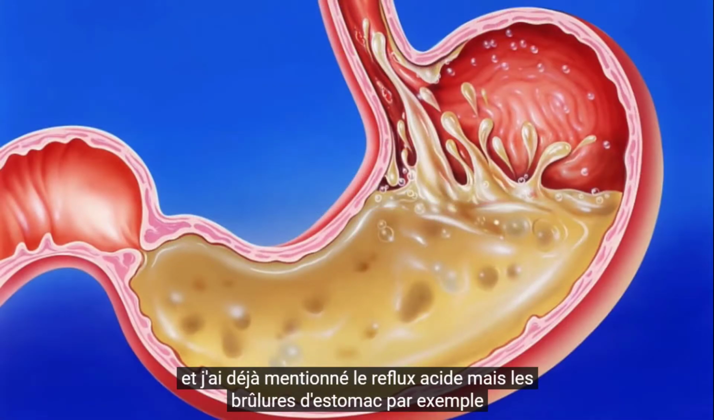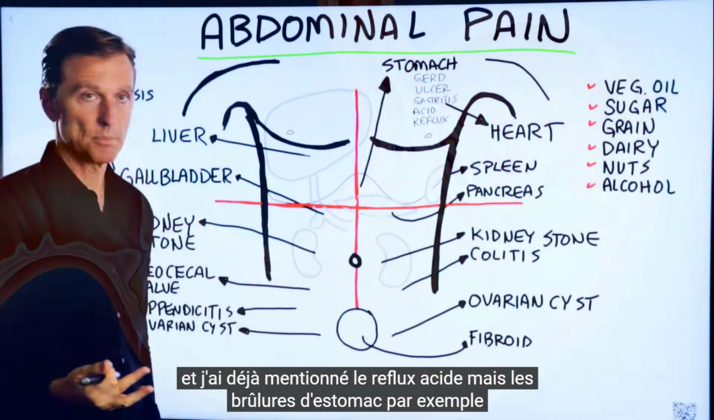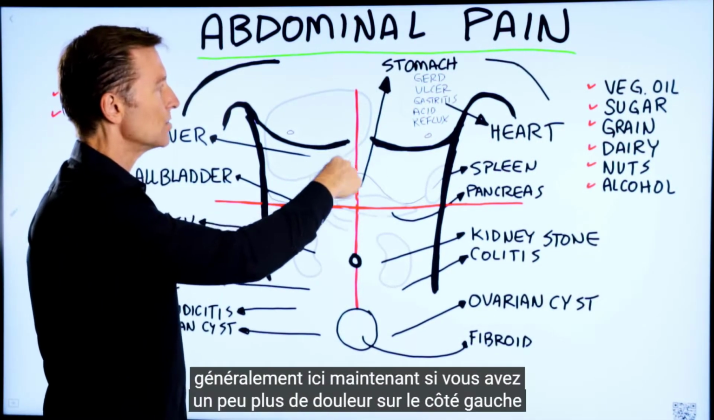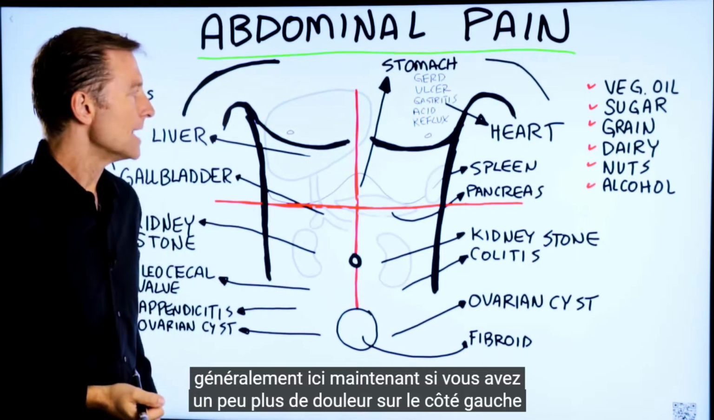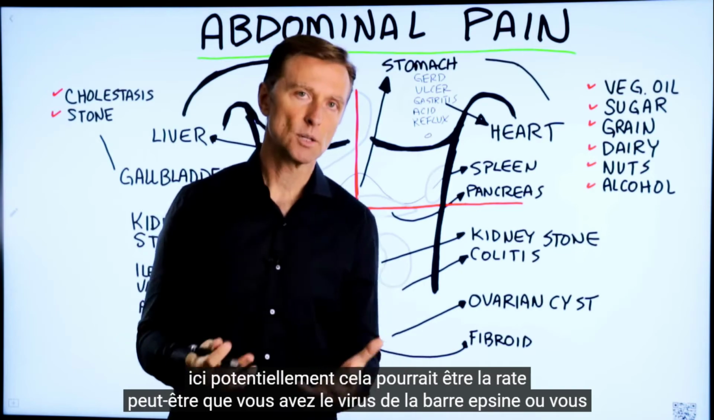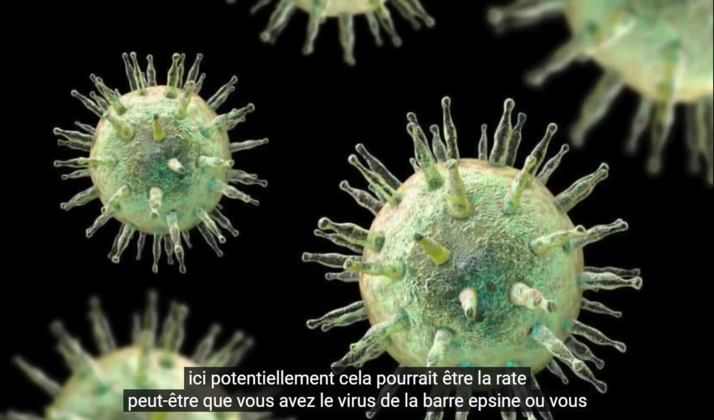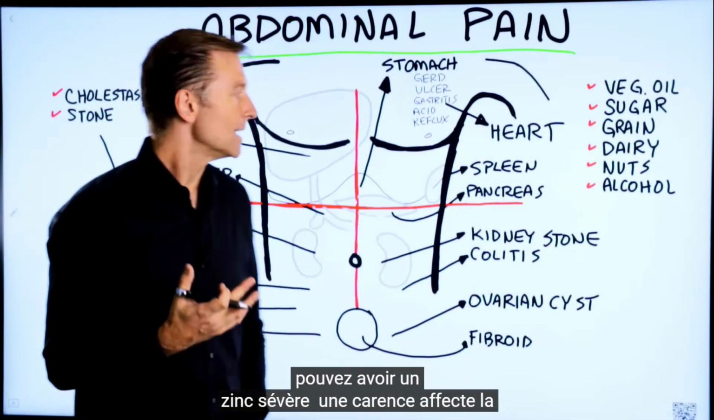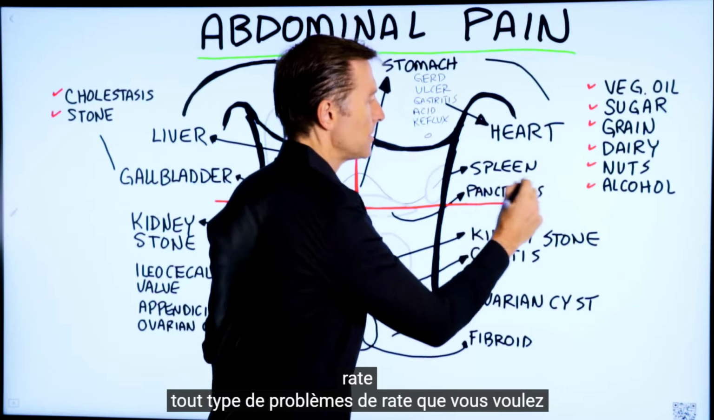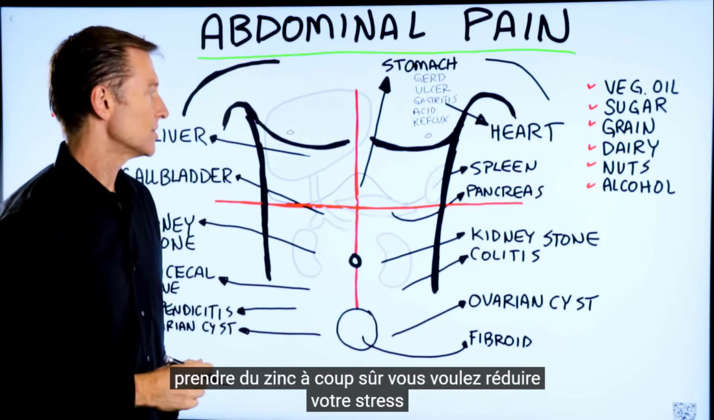And I already mentioned acid reflux, but heartburn, for example, would be not enough acid usually, and the pain's going to be usually right here. Now, if you have pain a little bit more to the left side right here, potentially it could be the spleen. Maybe you have Epstein-Barr virus, or you may have a severe zinc deficiency. Affects the spleen. Any type of spleen problems, you want to take zinc for sure, and you want to lower your stress.